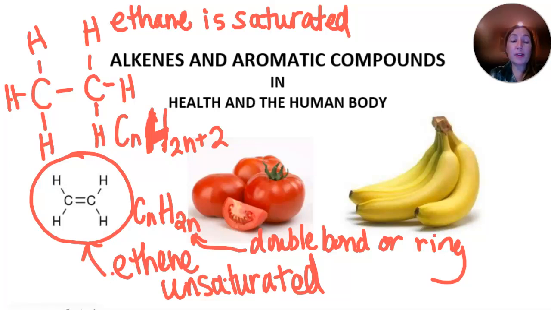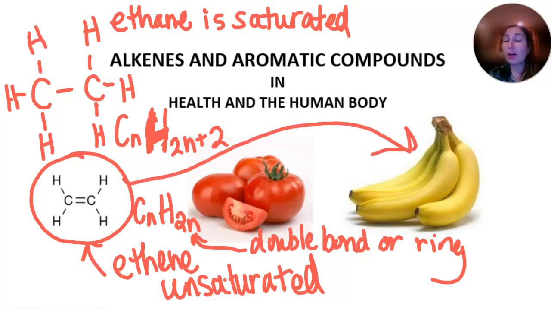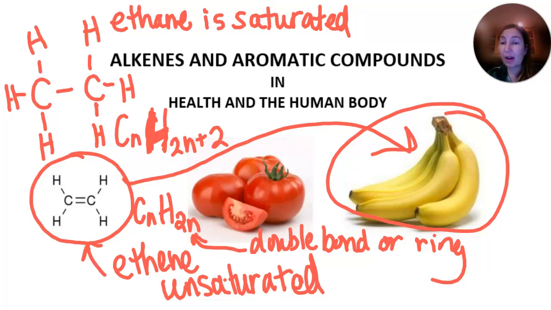So this isn't always called ethene. Sometimes it's commonly known as ethylene. And ethylene is the ripening chemical that bananas give off, and that ripens fruit. Sometimes you'll hear to put a banana in a paper bag with fruit to ripen it, and that's because that ethylene will ripen other fruits as well.